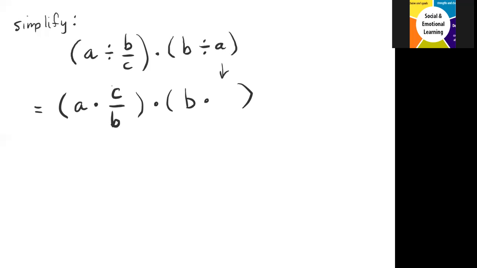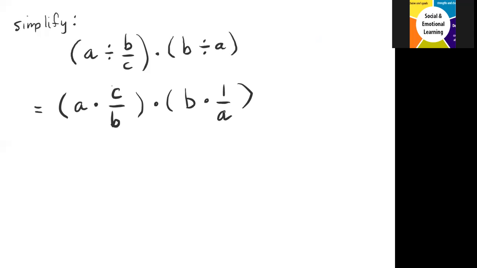And what's the reciprocal of A? The reciprocal of A, we need to do something because A times A isn't 1. We need to get something that multiplies A to give us 1. Remember, we're just flipping it. What's the 1 over A? Yeah.